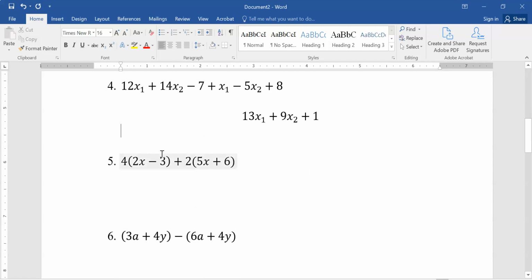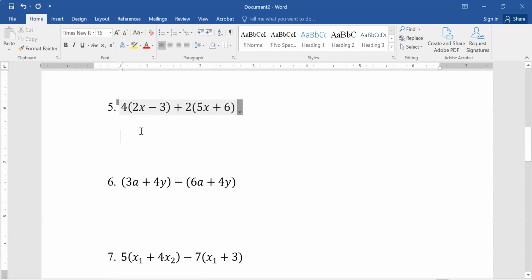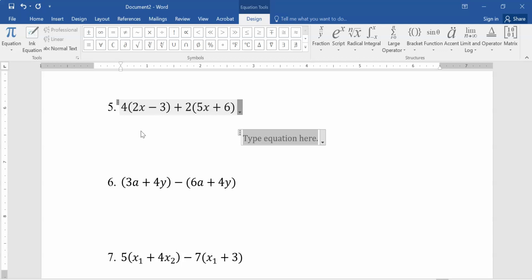Problem number 5, that's where we get into the distributive property. Whenever I'm doing the distributive property, I always do it in 2 steps. I do my distribute step, 4 times 2x minus 3, 2 times 5x plus 6. So I'll do my distributive step, and then I'll combine like terms on the next step.